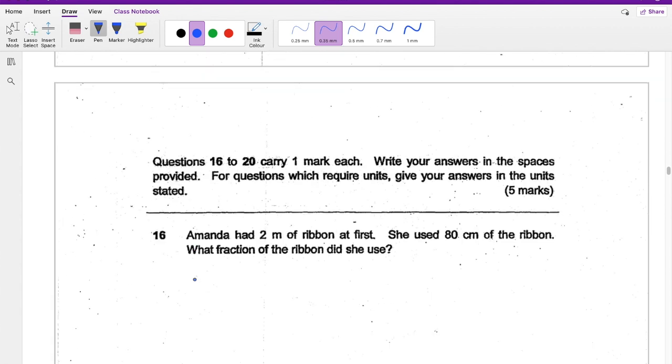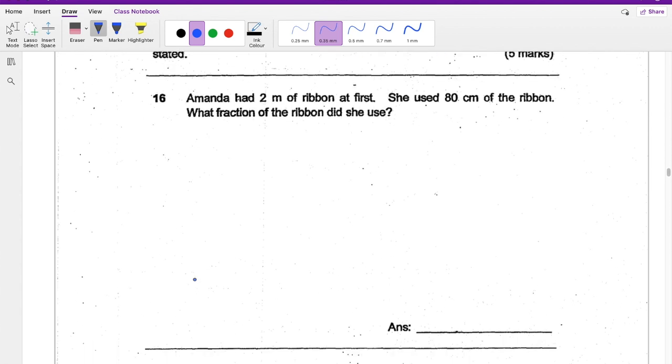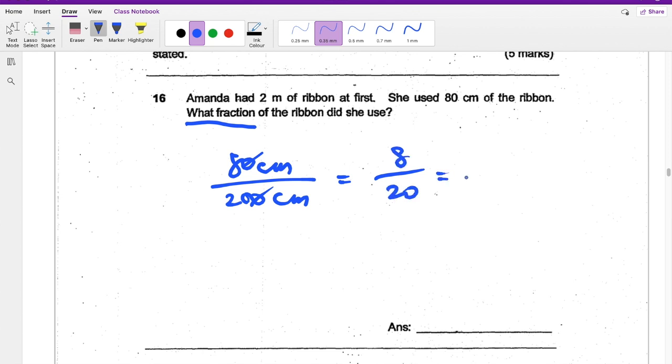So let's come to booklet B here. Amanda has 2 meters of ribbon at first. She used 80 cm of the ribbon. What fraction of the ribbon did she use? The fraction we can represent as what she used, 80 centimeters, divided by the total, which is 2 meters. For 2 meters, we need to change to the same unit, 200 centimeters. So we can divide by 10, so this is 8 over 20. Then we divide by 4.